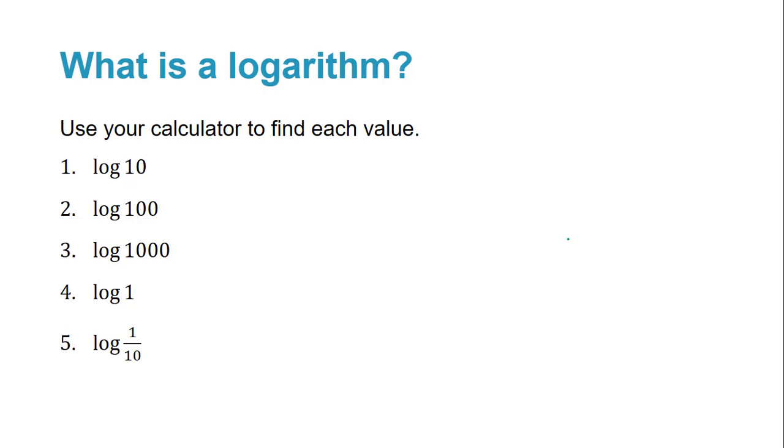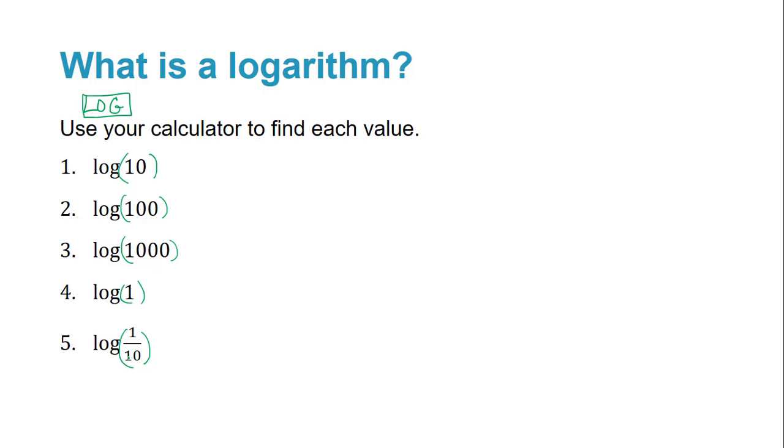So I want you to pause the video in just a minute, and I want you to use your calculator to find these values. On your calculator, you have one of the functions that is log. I want you to find log 10, log 100, log 1000, log of 1, and log of 1/10. On the calculator, when you press the log key, you'll probably see a parenthesis that opens, so you'll just need to close the parenthesis after the input. Okay, and so you can pause your video now and find those values.